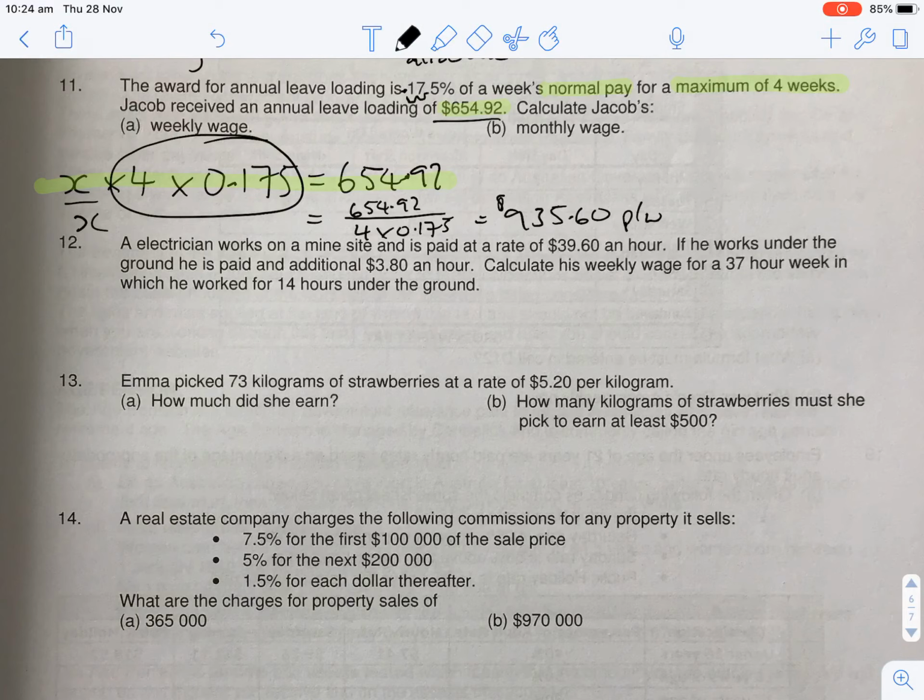And then to get the monthly wage, they're trying to trick you again into just going times 4. There are not 4 weeks in a month, and I can't say this often enough.